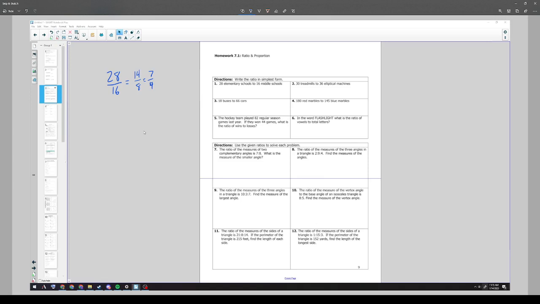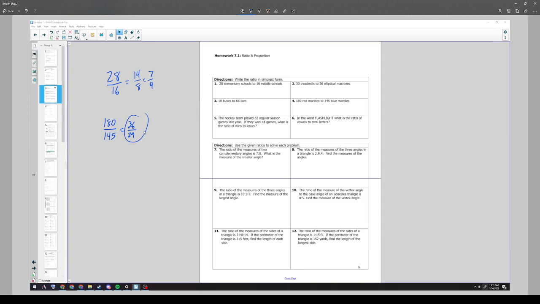I'll probably do that on number 4, it looks like. So I have 180 red marbles to 145 blue marbles. I guess I see that it's divisible by 5, so I'll divide the top by 5 and get 36, and the bottom and get 29, and now I check again. Oh, I thought they were going to be simplified some more. I guess not. Okay, so 29 is prime, right? Yeah, so we can't simplify that any further. I thought we were going to be able to, so that's just our answer.